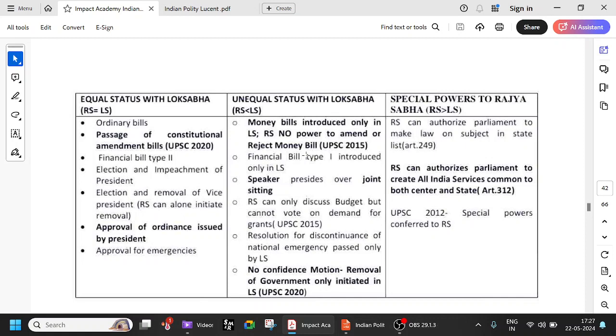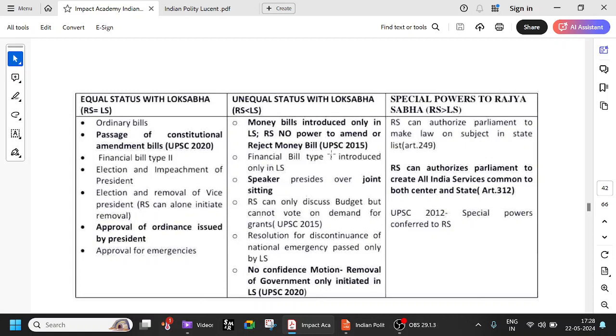Where they are not equal, they are mostly not equal when it comes to money bills. Money bills can be introduced only in Lok Sabha, that too with the prior permission of the president. Then there is financial bill one, where there are issues related to taxation. Financial bill one is basically a money bill plus something else. It contains issues related to money bills plus some general matters also. Then it is called financial bill one.